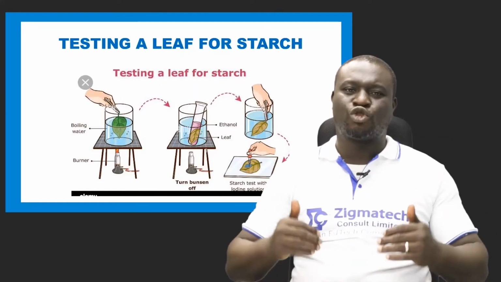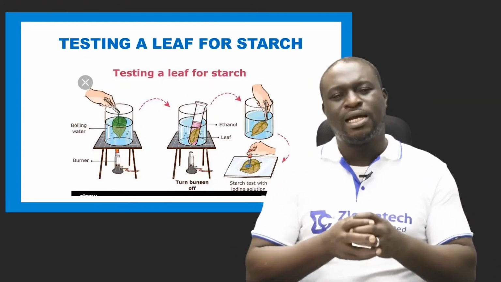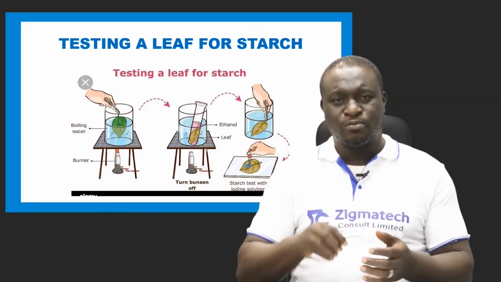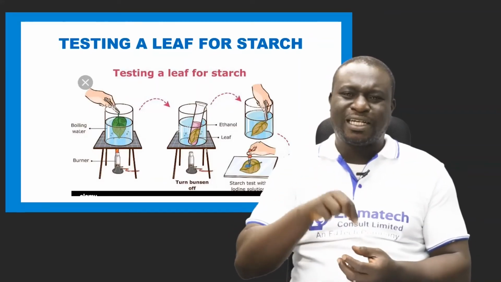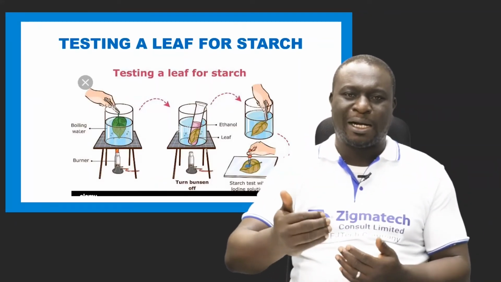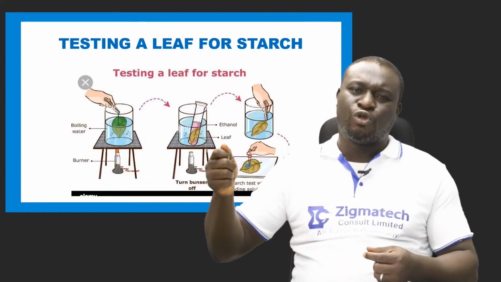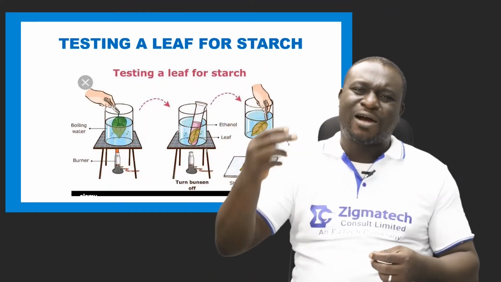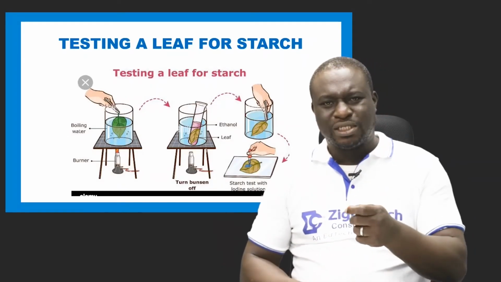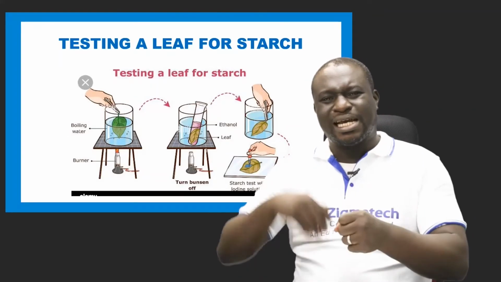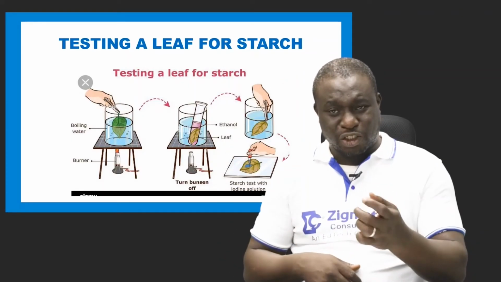Now, one of the reasons is to kill the cells and burst the starch grains open. So that's the major purpose or reason for boiling the leaf. Now, after boiling the leaf for that 4 to 6 minutes, you bring out the leaf and put it in a test tube containing 70% ethanol, and the ethanol must be a bit warm.